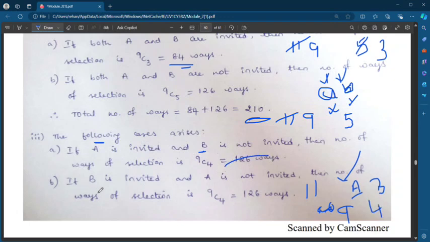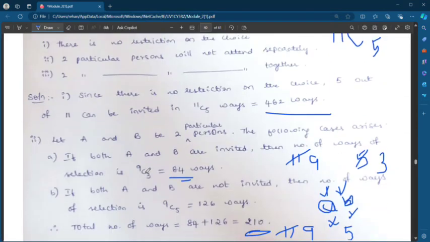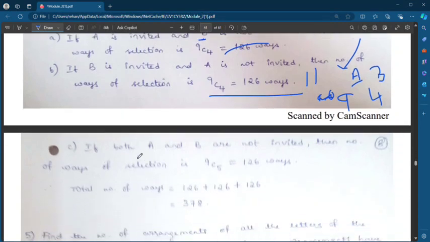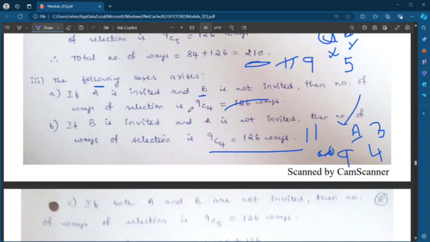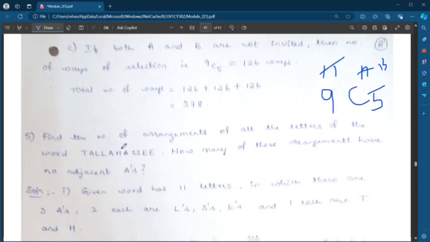Then if B is invited and A is not invited, the same thing will happen in reverse: 9C4 the same way. Then again, if both A and B are not invited. Here only A is invited, B is not invited; here B is invited, A is not invited. Now both A and B are not invited. Among 11 persons, I am not inviting A and B, so this 11 will become 9. Still no one is invited, so here 5, so it will be 9C5. Like that you will find.